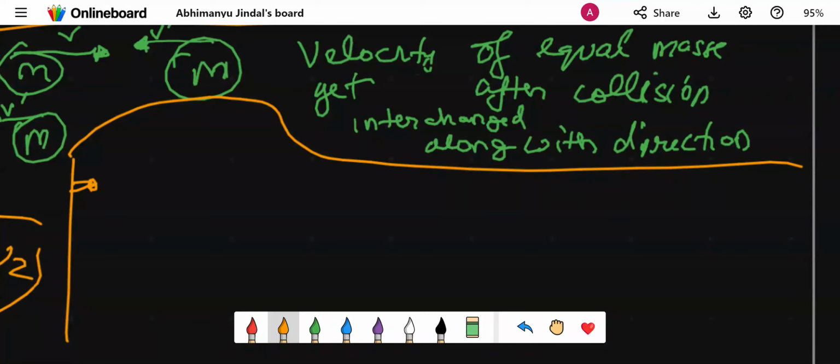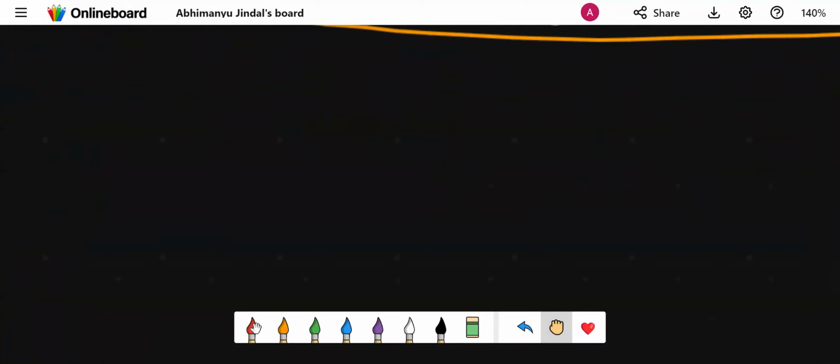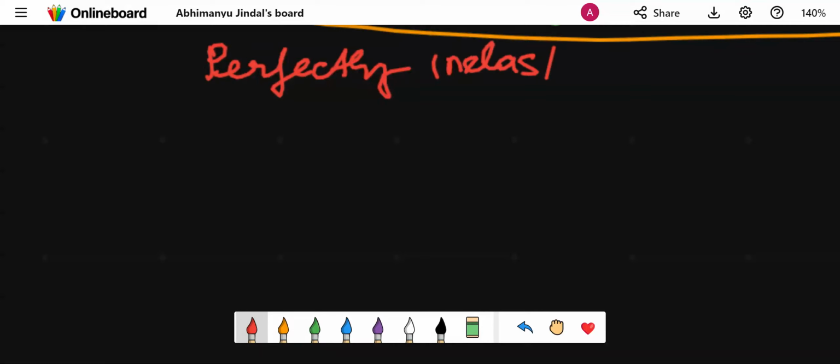Now, in the after case, this m moves with v velocity, and this m moves with this. Now let's move on to inelastic collision. Perfectly inelastic collision.